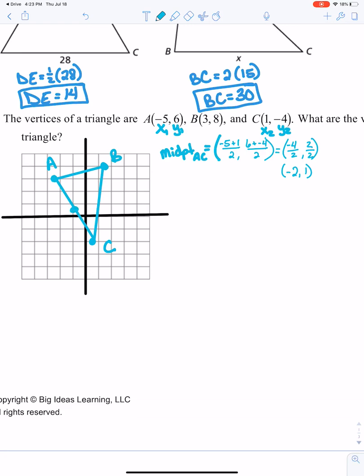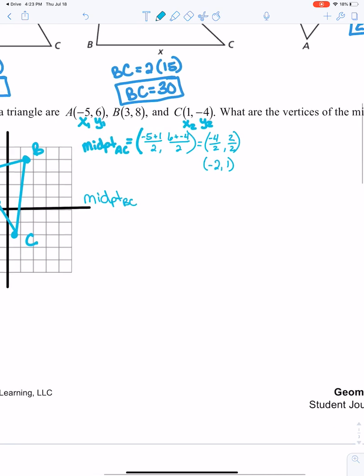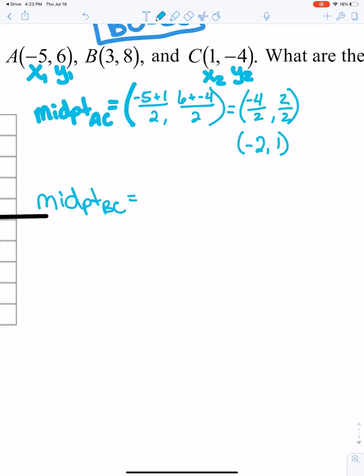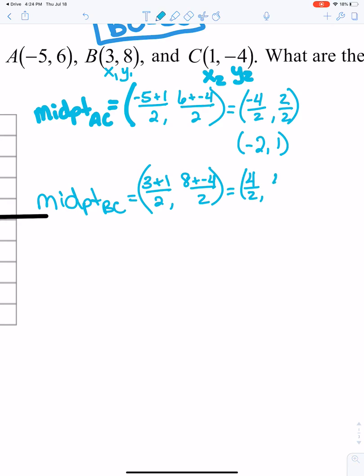When we look for the midpoint of BC, our x1, y1 is going to be the B coordinates. So that's going to be 3 plus 1 over 2 and 8 plus negative 4 over 2. 3 plus 1 is 4 over 2. 8 plus negative 4 is 4 over 2. So the midpoint of BC is going to be 2, 2.